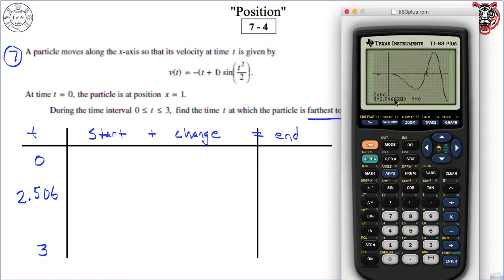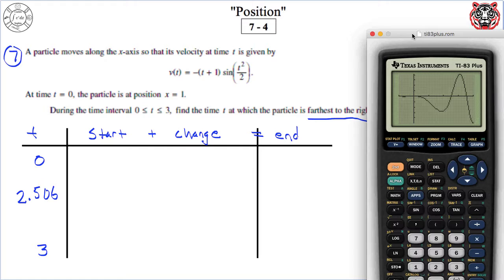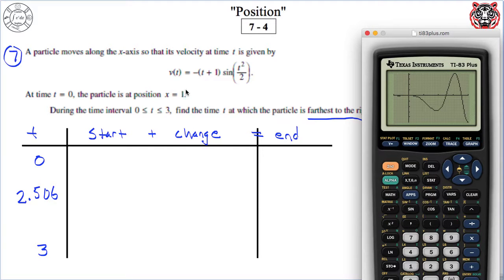Okay, I'm going to store that value because I think I'm going to need it later. So second quit. And I'm going to just hit store, alpha math, and hit enter. So now A holds that variable that I need on my graph. All right, so I need to set up this table. My start is, what is my start over here? At time equals 0, the particle is at position 1. So the start is going to be 1 for each of these.